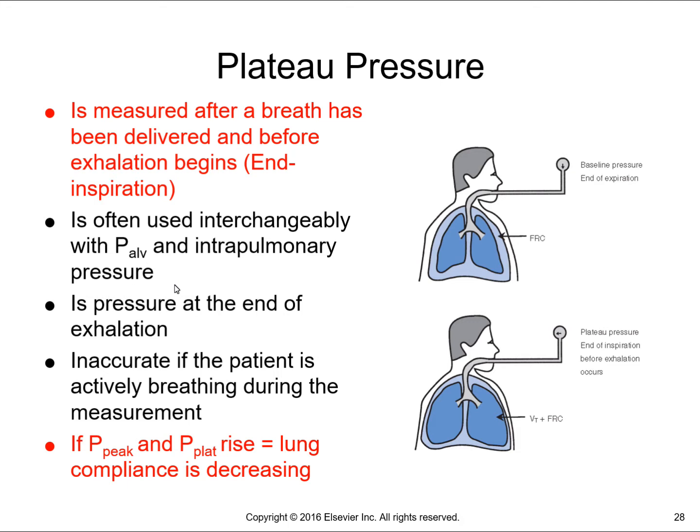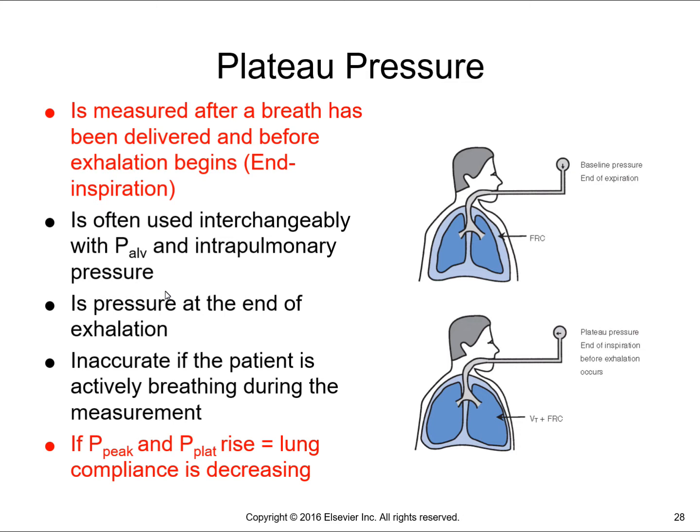If your peak pressure starts to rise and your plateau starts to rise, that means you have a decrease in compliance, meaning it's harder for the lungs to expand. So when we start looking at that, you'll start to see peak pressures rising. This is where you're going to have to start thinking about putting the patient on pressure control.